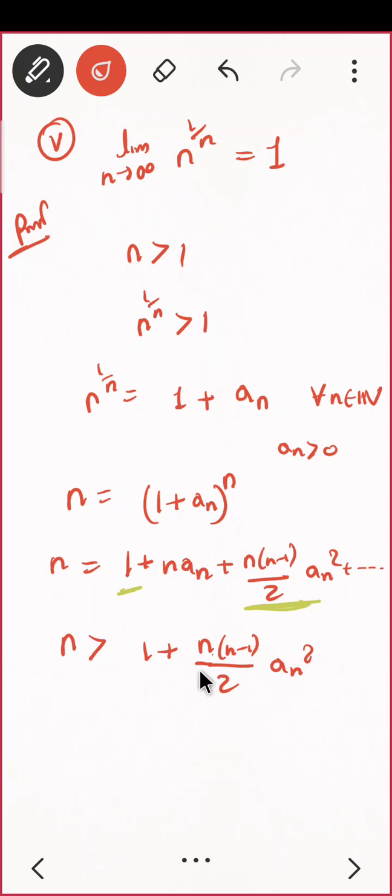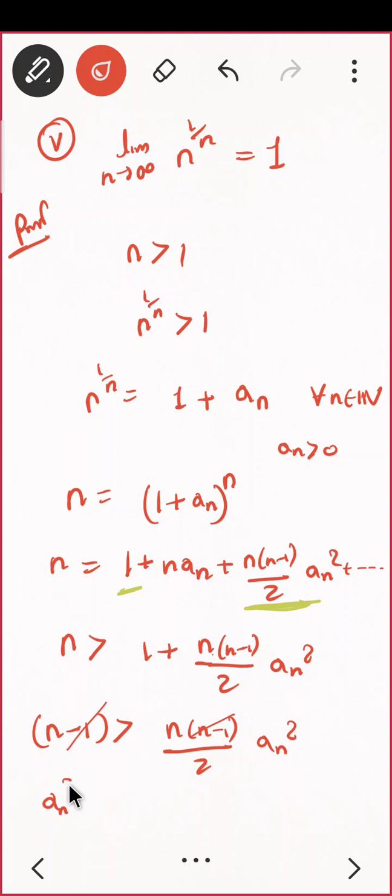What else can I do? n minus 1. What do you know about n minus 1? That is greater than n into n minus 1 by 2 e_n square. Correct? I'm taking 1 that side. What can I do now? n minus 1 and minus 1 get cancelled. I'll be having e_n square on one side, and the rest on the other, so I'll be having e_n square that is less than 2 by n. Do you agree? Just check.